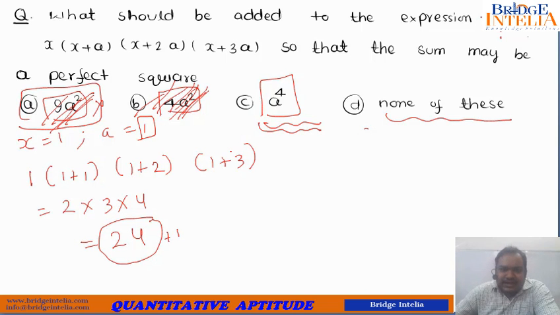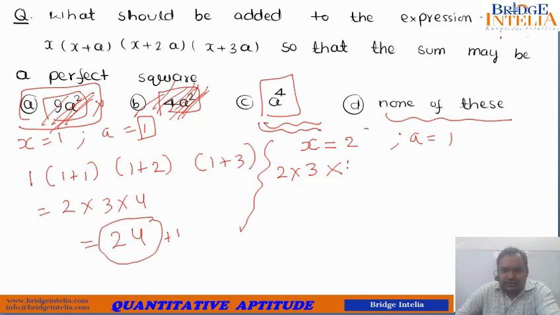So this time I take another dummy value, because I am going to tie break. This time I am taking x equal to 2 and a equal to 1. Let me tie break now. So 2 plus 1 is 3, into 2 plus 2 is 4, into 2 plus 3 is 5.